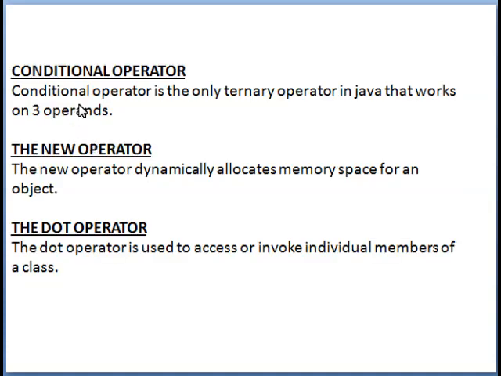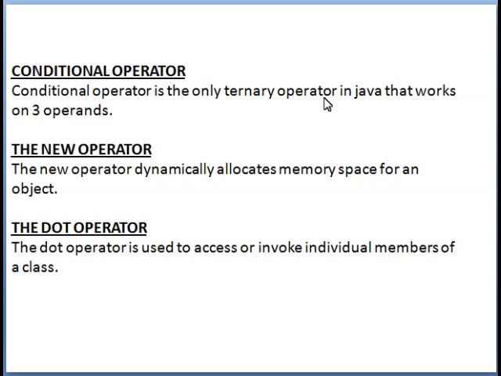Next is the conditional operator. The conditional operator is the only ternary operator. Ternary means three. If we are using three operands, then it is called a ternary operator. The conditional operator is the only ternary operator in Java that works on three operands. The operator that works on three operands is called the conditional operator or ternary operator.